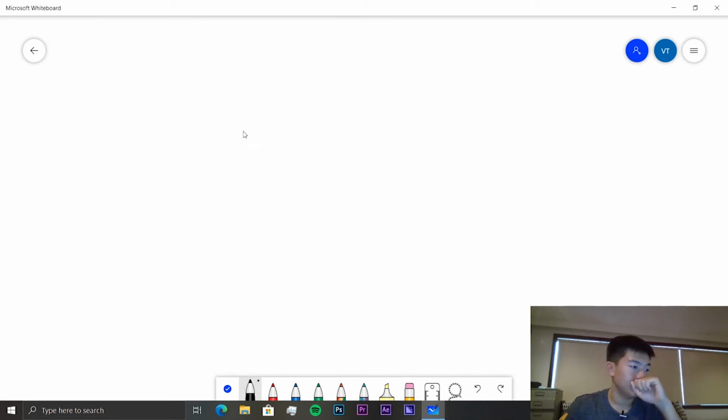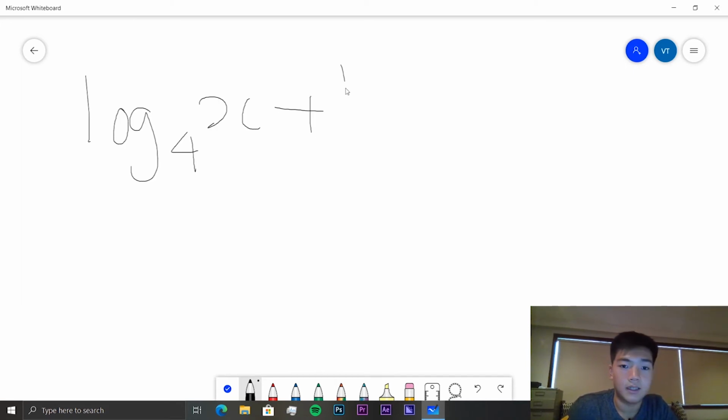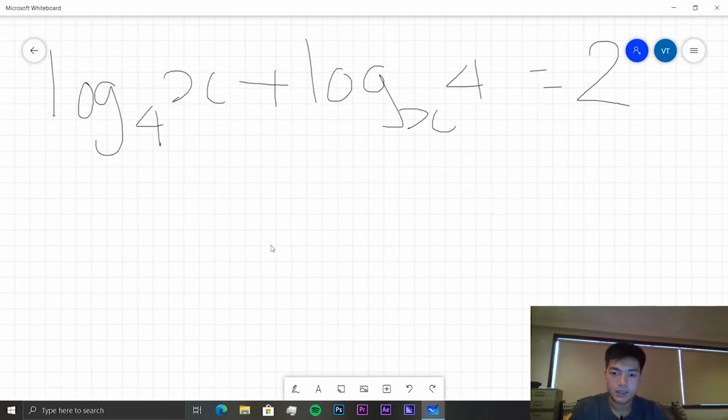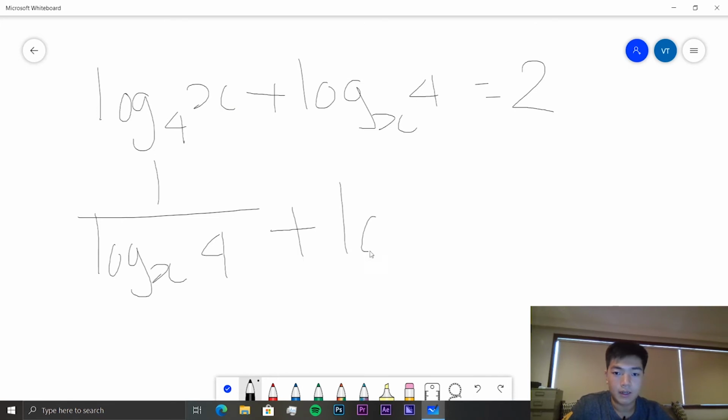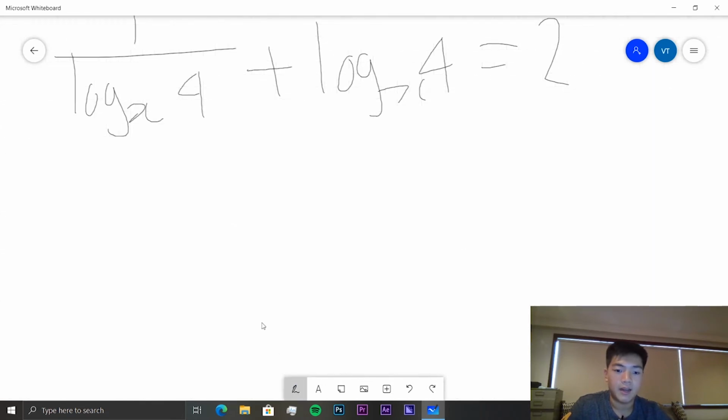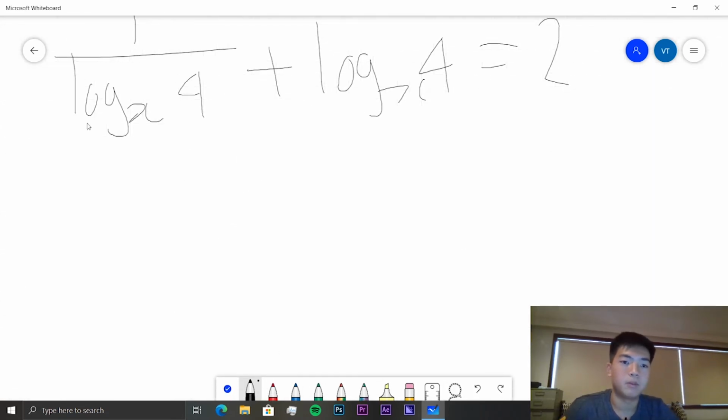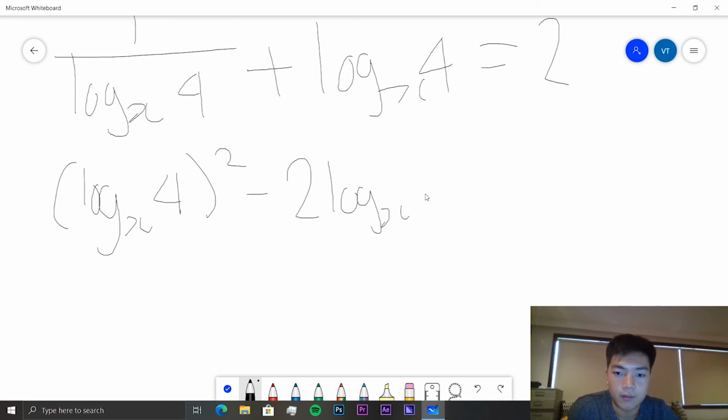Next, we have log_4 x plus log_x 4 is equal to 2. So, an easy quadratic equation. What we need to do is flip one of these around. I'm going to take 1 over log_x 4 plus log_x 4 is equal to 2. If we multiply everything by log_x 4, we have (log_x 4) squared minus 2 log_x 4 plus 1.